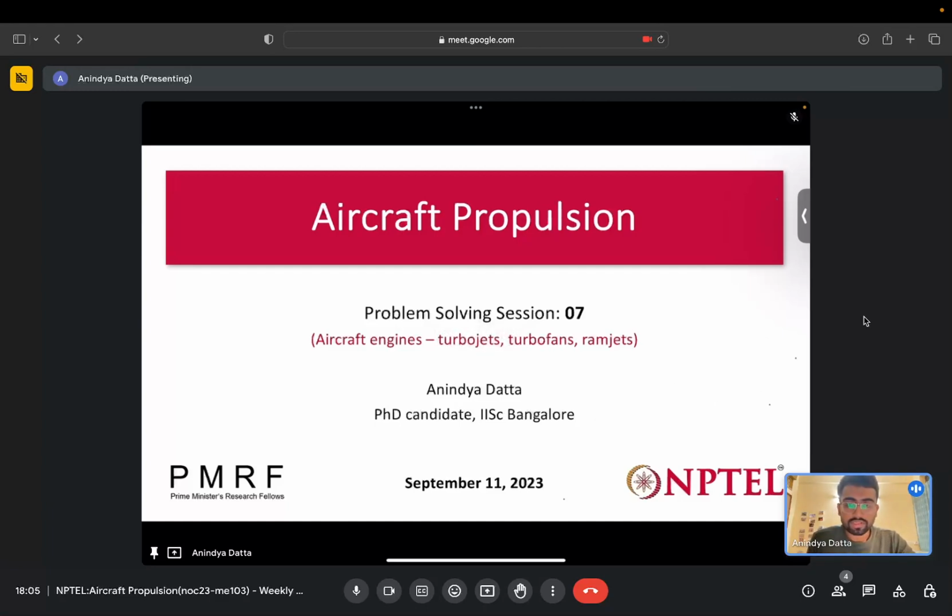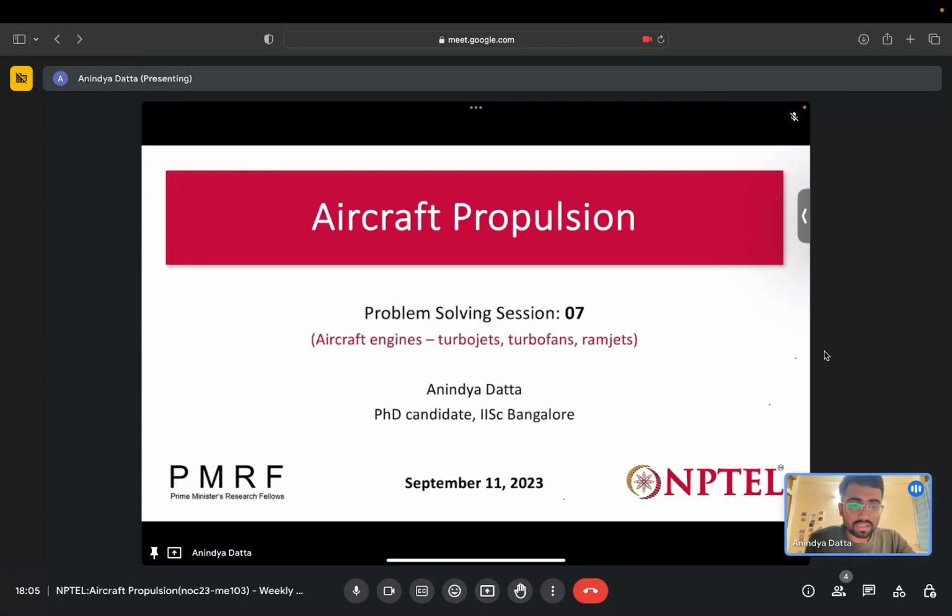Today we'll be dealing with thermodynamic analysis of aircraft engines related to turbojets, turbofans and ramjets, and also look into some general theoretical questions based on this type of aircraft engines.